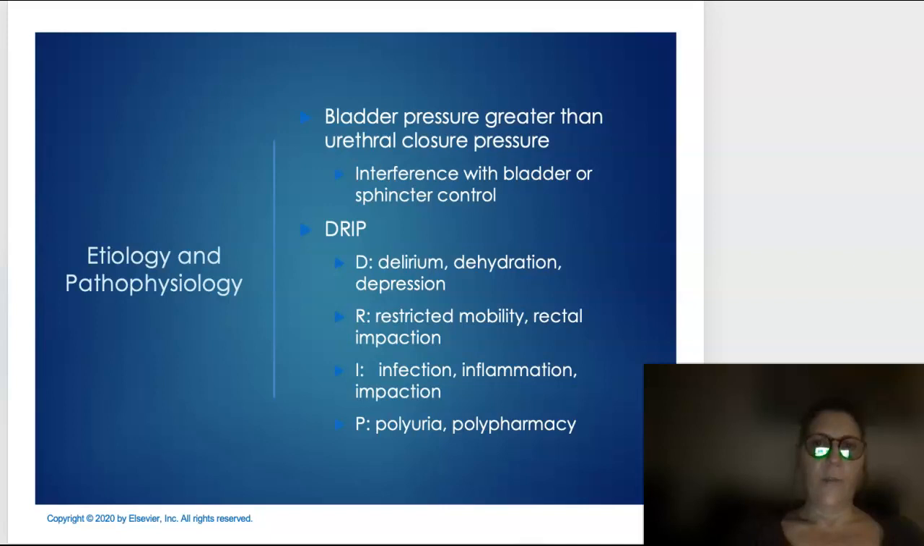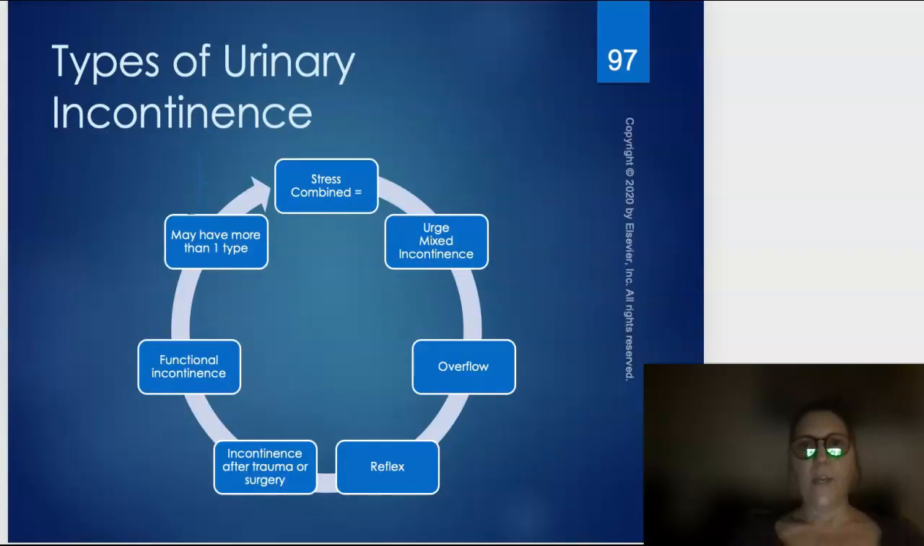So this is the DRIP: delirium, dehydration, depression, restricted mobility, rectal impaction, infection, inflammation, impaction, polyuria, and polypharmacy. So DRIP are the things that can cause urinary incontinence. The types, you could have stress, urge, mixed incontinence, overflow, reflex, after trauma, functional incontinence, or they might have more than one type.